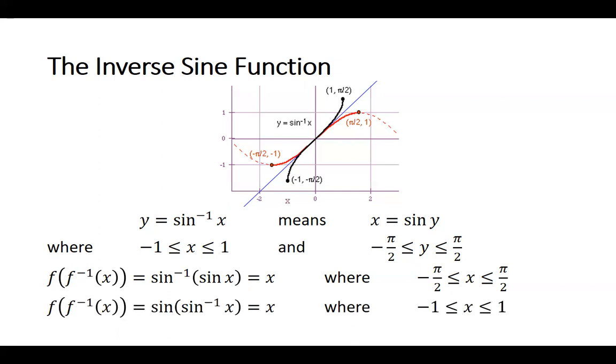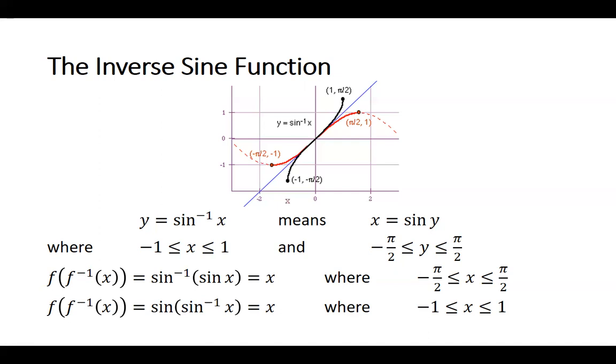And then in the same line of thought, if we take the sine of the inverse sine of x, so if we take the inverse sine of a trigonometric ratio x and then take the sine of that result, we get x back again. We get the trigonometric ratio back again. And that's where x is between -1 and +1.